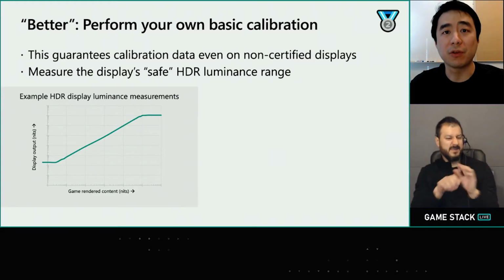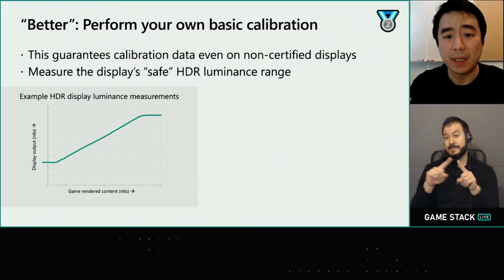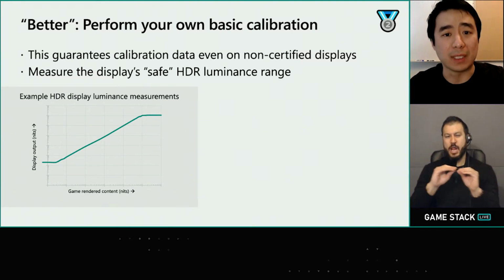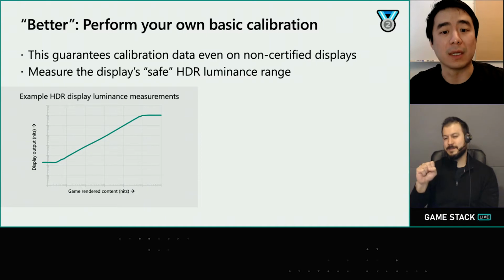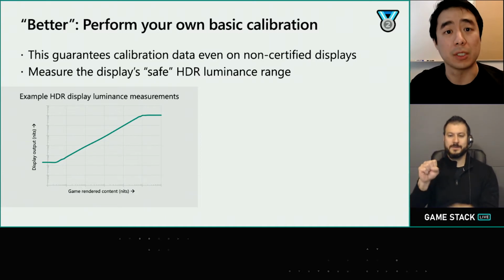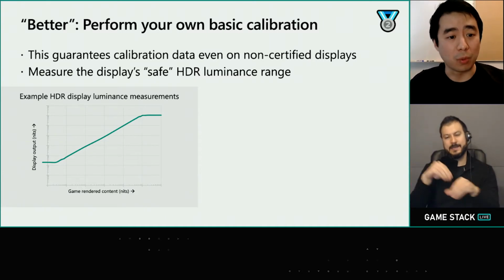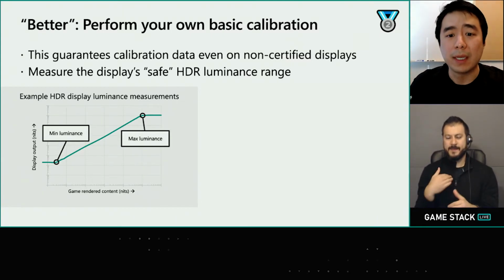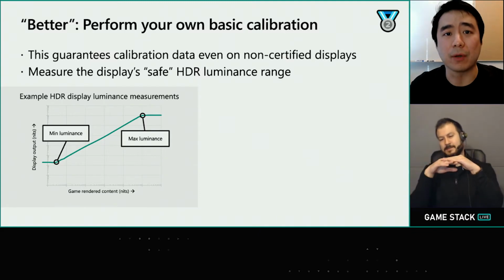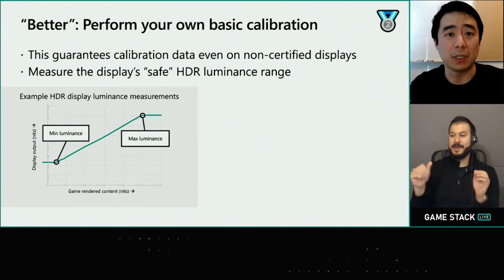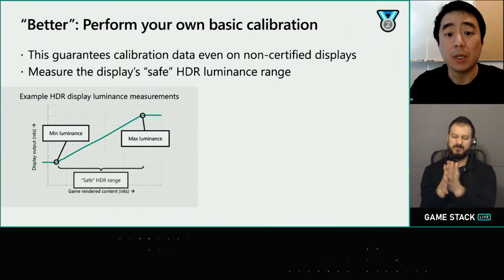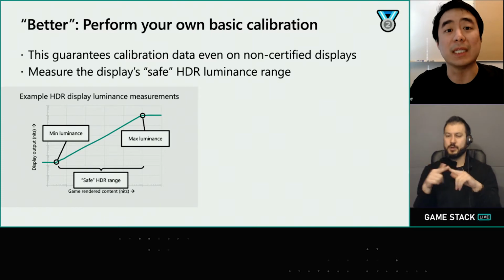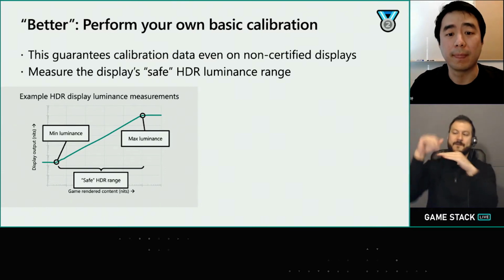I've plotted out a bunch of measurements from an actual HDR display. The x-axis is the luminance of the color values your game is rendering, measured in nits. And the y-axis represents the photons that the display is actually outputting, also in nits. As you can see, the relationship isn't linear. There is a minimum and maximum point at which the display just can't get any brighter or darker, and so it saturates or clips your game's colors. So your game needs to restrict its rendering to this safe range and never exceed the minimum and maximum luminance.